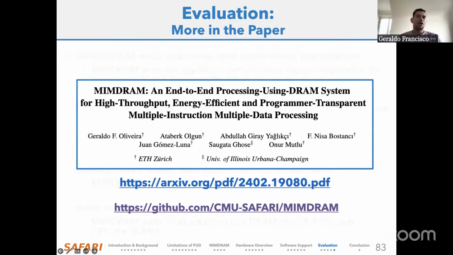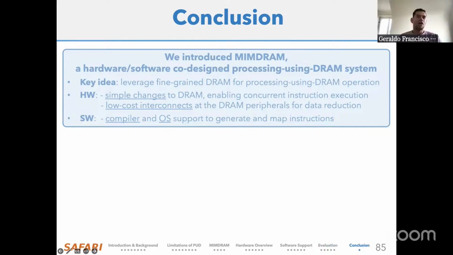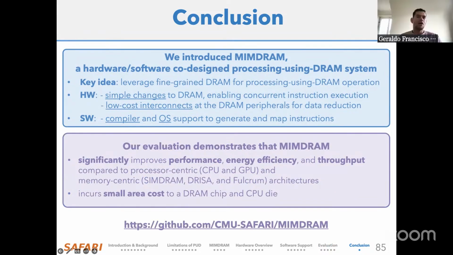To conclude, in this paper, we propose MIMDRAM, a hardware-software co-design processing-using-DRAM system. We evaluate MIMDRAM, and we observed that it significantly improves performance, energy efficiency, and system throughput compared to processor-centric and memory-centric architectures while incurring small area overhead. We hope and believe that MIMDRAM's idea and results will help to enable more efficient and easy-to-program processing-using-DRAM systems.